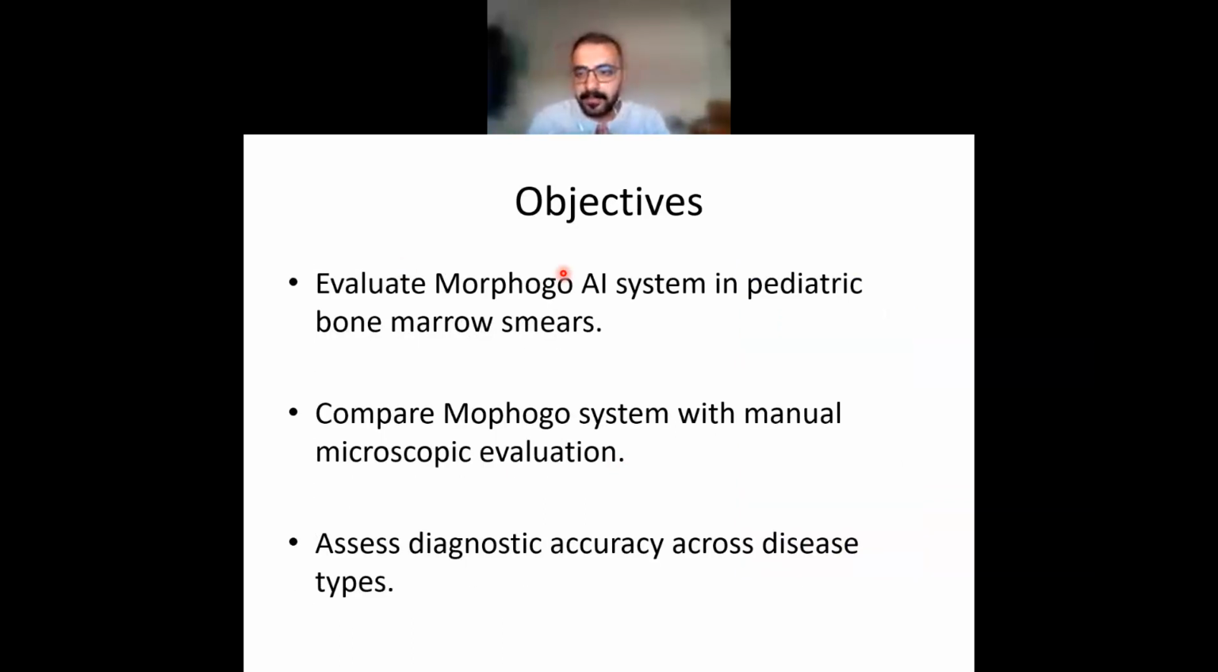The objective of this paper is to evaluate the Morphojo AI system. What is the Morphojo AI system? We will learn about it later in the methodology. It is an AI system. They will evaluate it in pediatric bone marrow smears, and they will compare the Morphojo system with manual microscopic evaluation and assess the diagnostic accuracy across disease types.